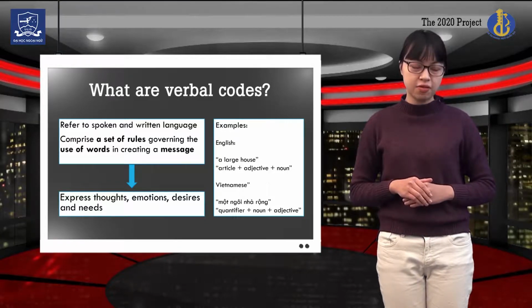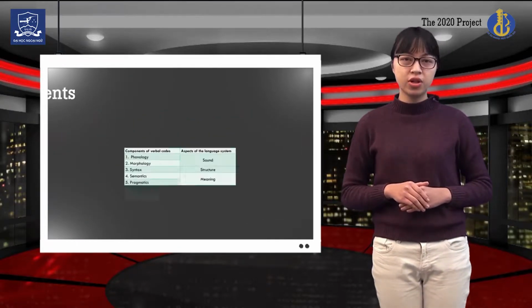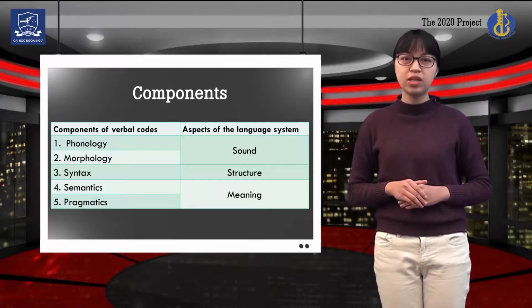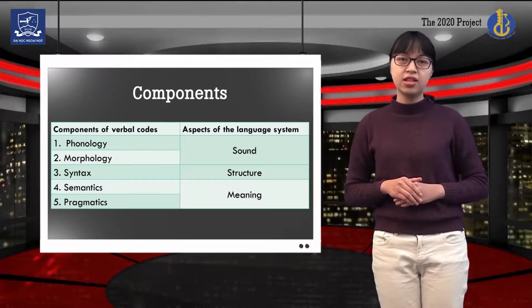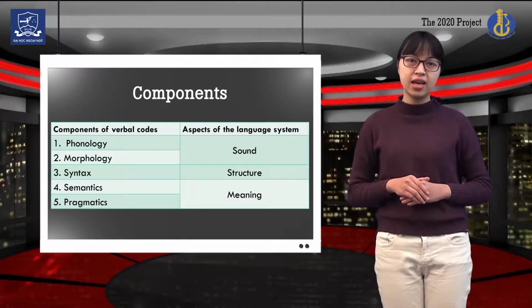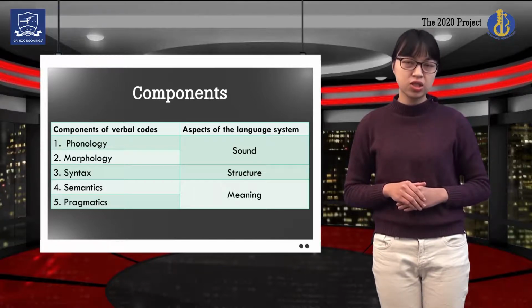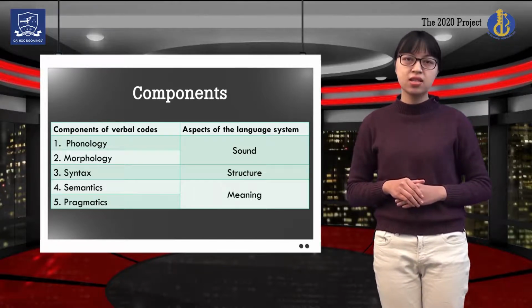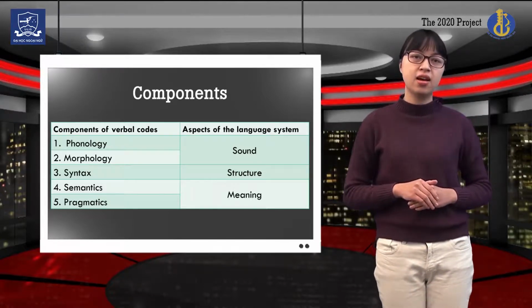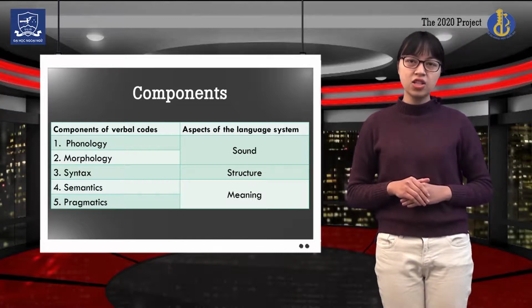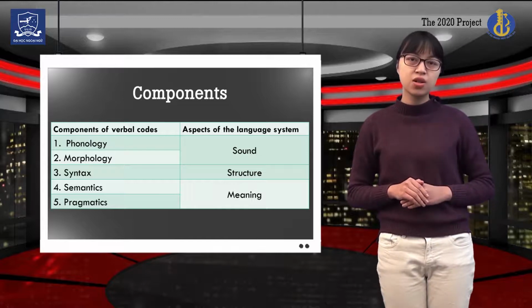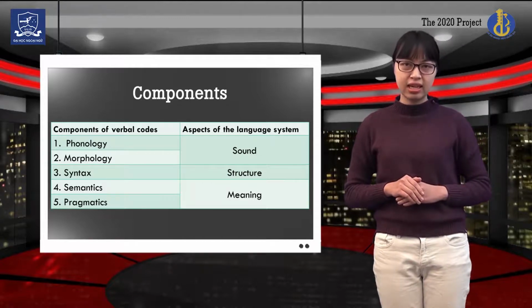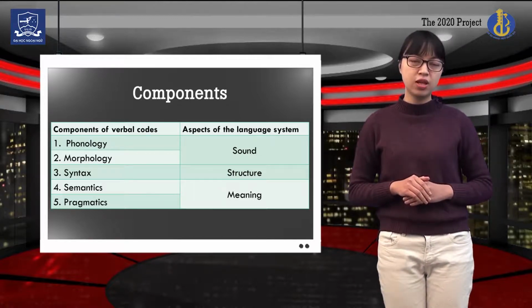governs the word differently. Verbal codes include 5 components: phonology, morphology, syntax, semantics, and pragmatics, in correspondence with 3 main aspects of the language system: sound, structures, and meanings. Collectively, knowledge of each aspect of the language system provides us with a holistic understanding of the nature of human language.